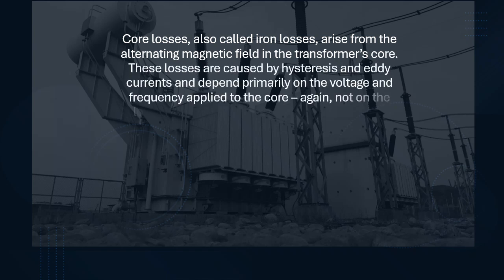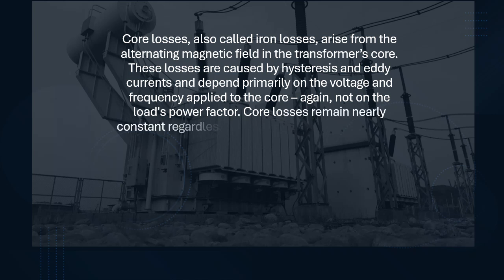Core losses, also called iron losses, arise from the alternating magnetic field in the transformer's core. These losses are caused by hysteresis and eddy currents and depend primarily on the voltage and frequency applied to the core, again, not on the load's power factor. Core losses remain nearly constant regardless of how much load is connected.